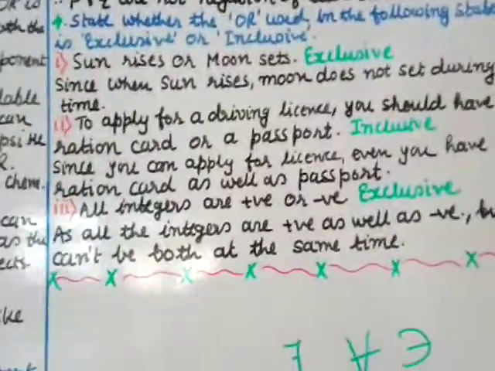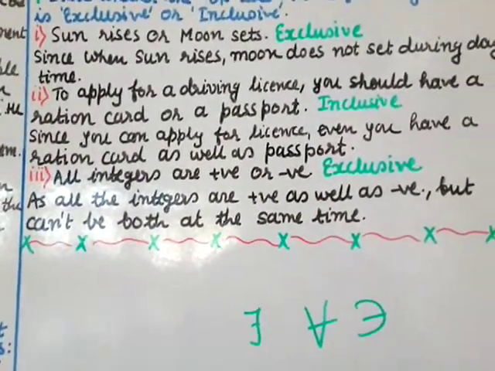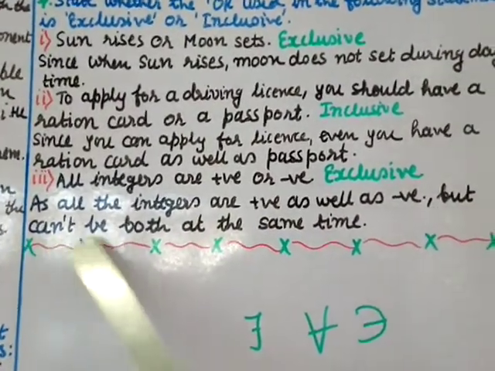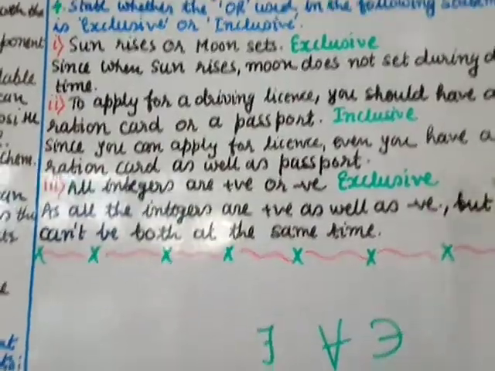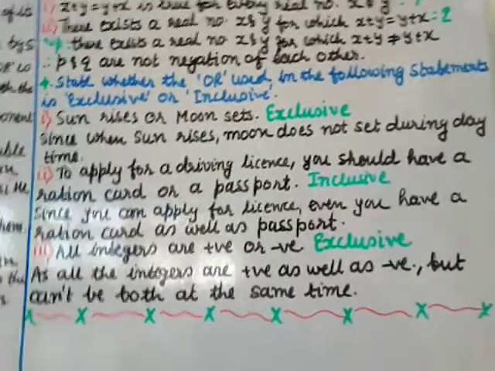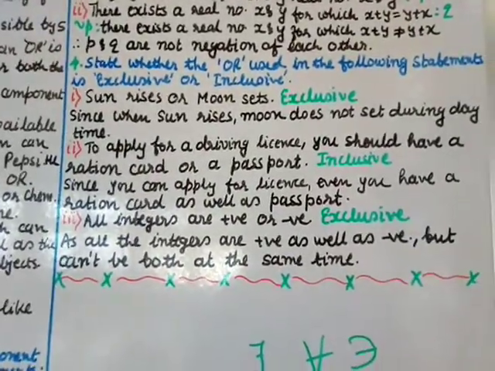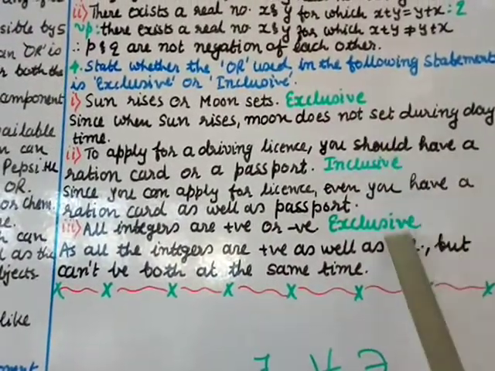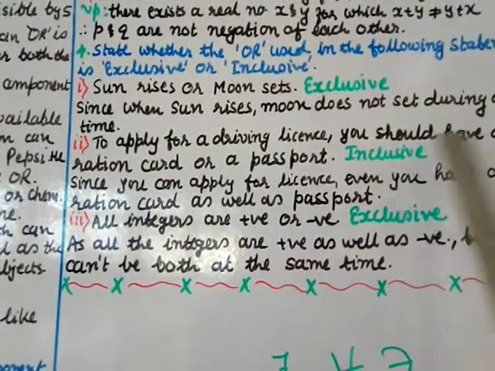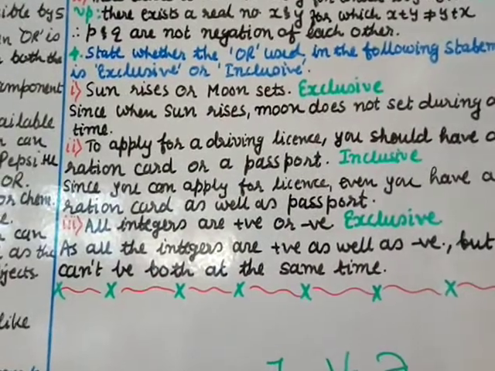Roman number 3, all integers are positive or negative. Here it is exclusive. Why? Because all the integers are positive or negative, but can't be both at the same time, right? As the sun rising and moon setting cannot happen at the same time, similarly you know that positive and negative cannot be at the same time, right? Therefore, in both these cases or is used as exclusive. And here you can have inclusive, because with any one thing you can make the driving license.